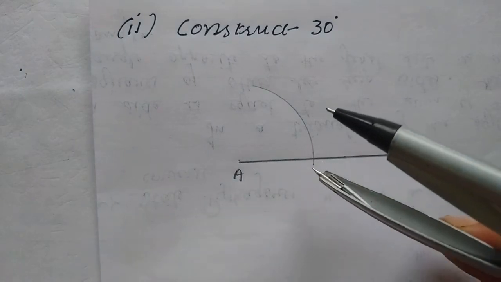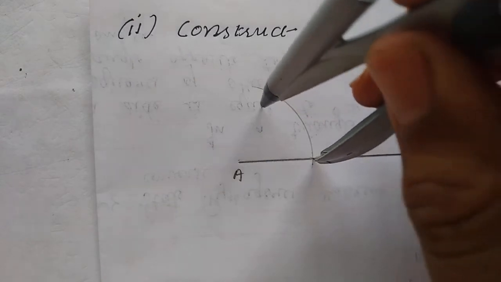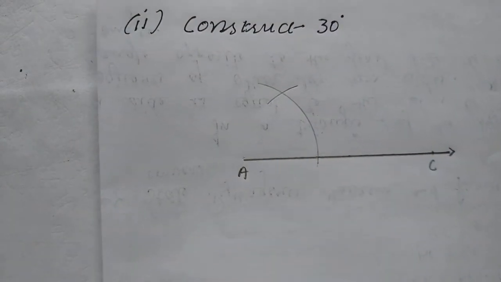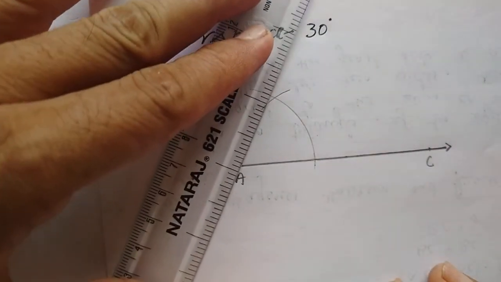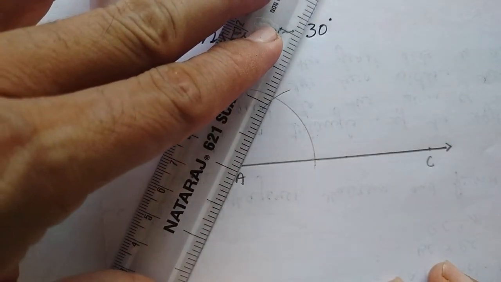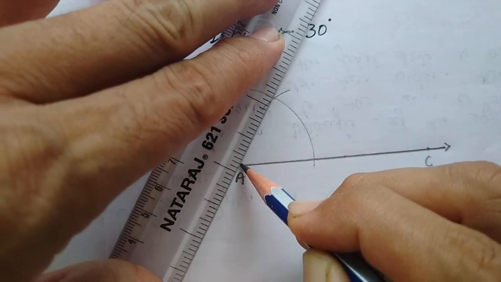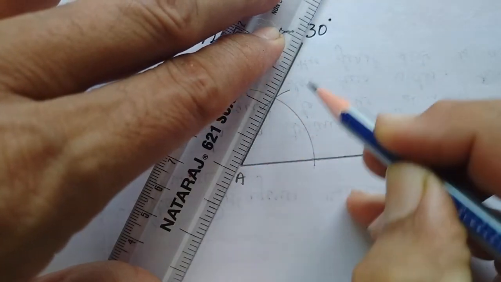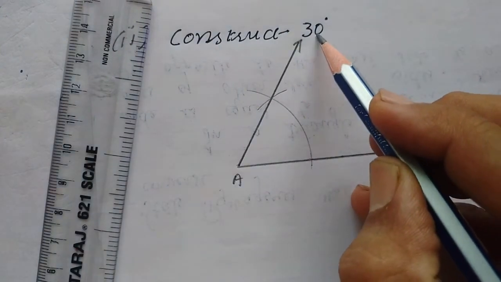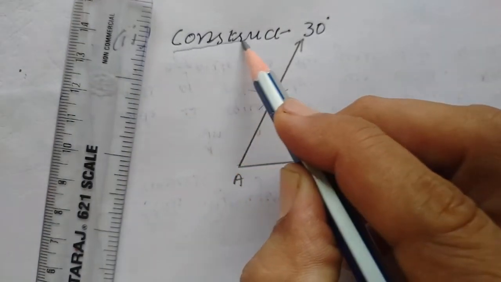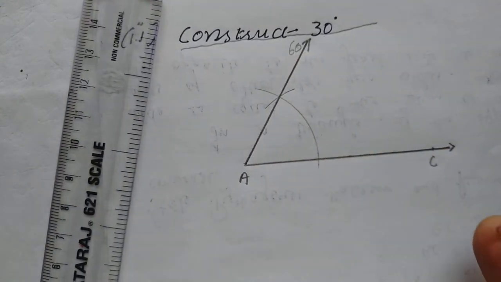From this point, draw another arc that will intersect the previous arc, and join this point and point A. Draw one ray passing through this. So now children, this is 60 degree. Here 30 is there, not related with this 30. This is the question part, children. Okay, here actually 60 degree.